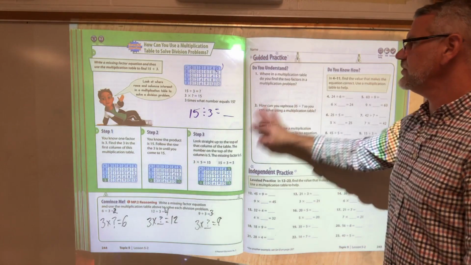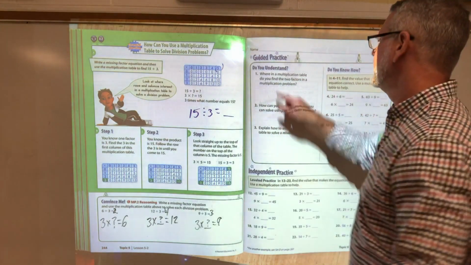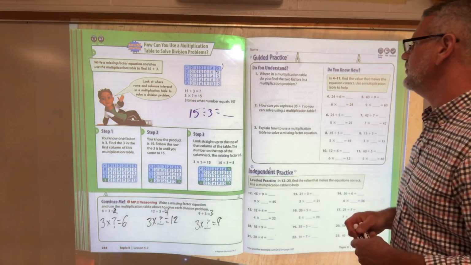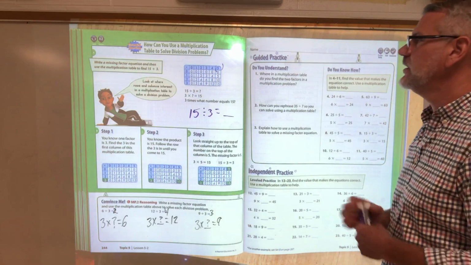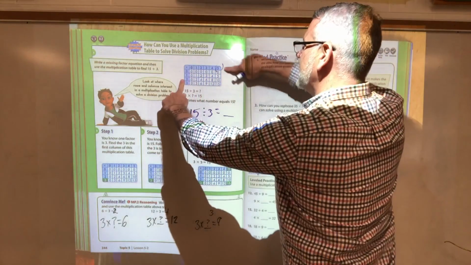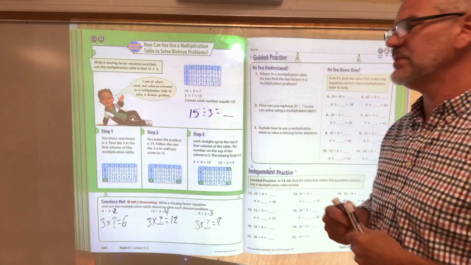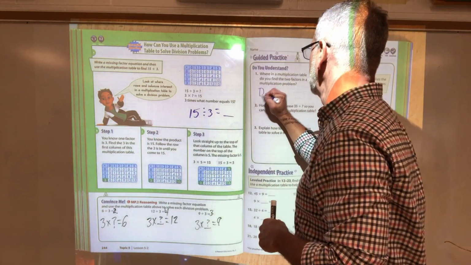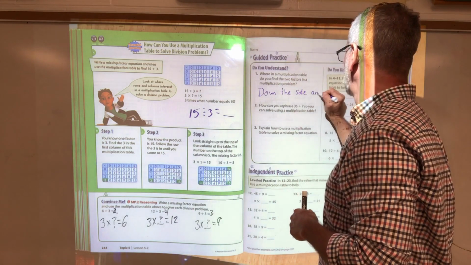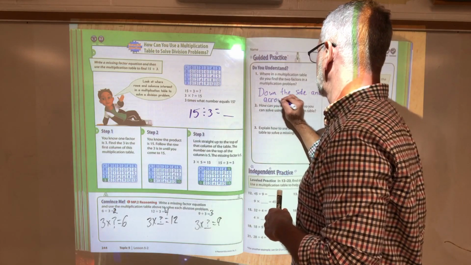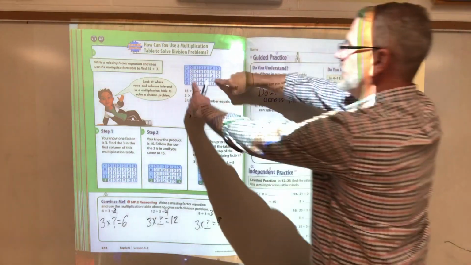All right, let's look at this. Do you understand? I hope so. Where in a multiplication table do you find the 2 factors in a multiplication problem? Okay, the factors are listed on the sides and across the top. So on this one, they're in the blue. We'll say down the sides and across the top. That's where the factors are. And then their products are listed in the middle.